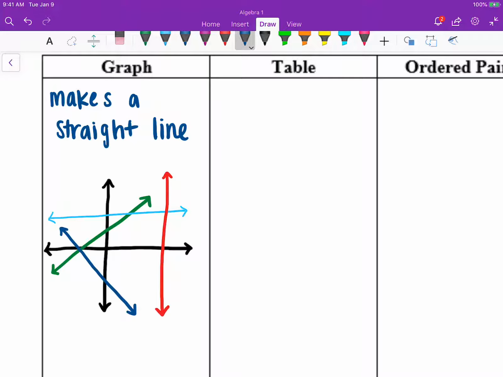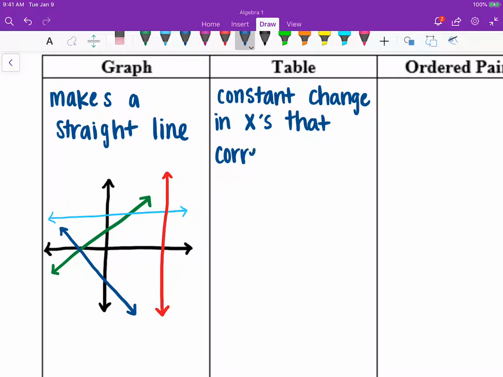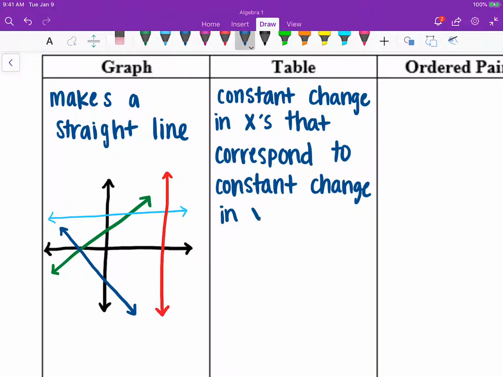You can also tell whether something is a linear function by its table. And the way that you tell by a table is that there will be a constant change in the x's that correspond to a constant change in y's.